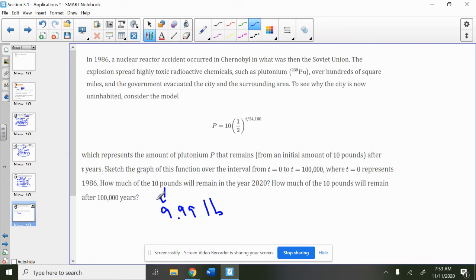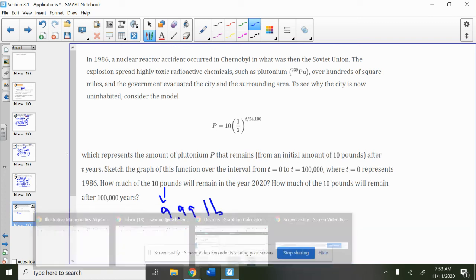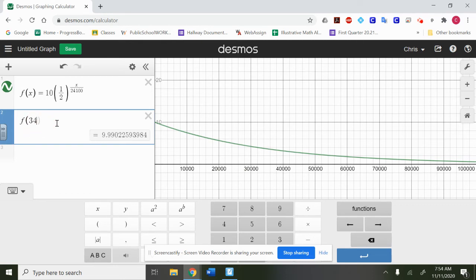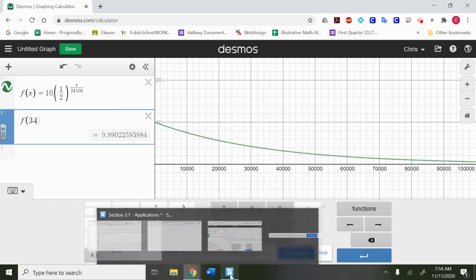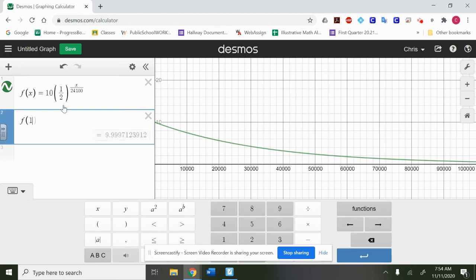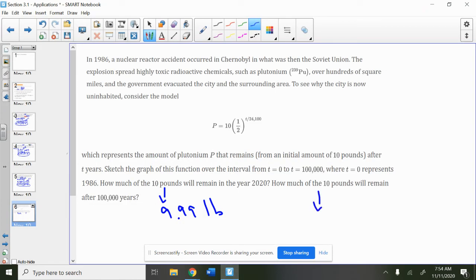How much of the 10 pounds remains after 100,000 years? You're doing the same thing here. You can do that, or we can talk about it a different way too. If I do 100,000 years, same kind of scenario, at that point you're left with still almost half a pound, so 0.56. So you've got half a pound left, and that's 100,000 years later. That's a pretty ridiculous amount.